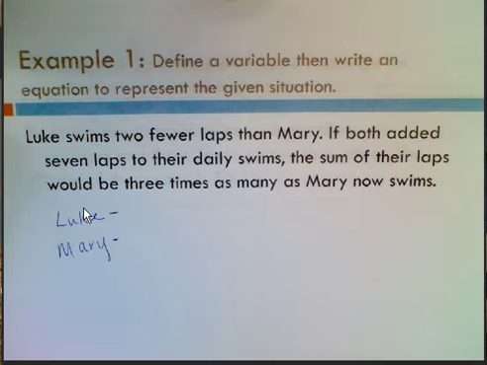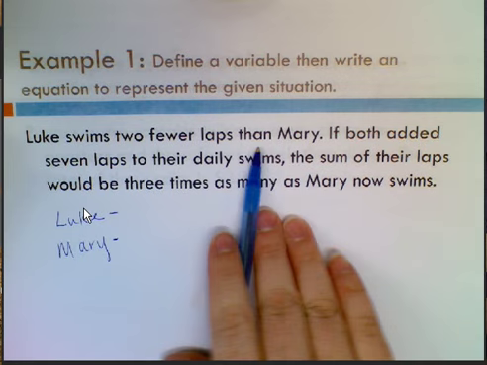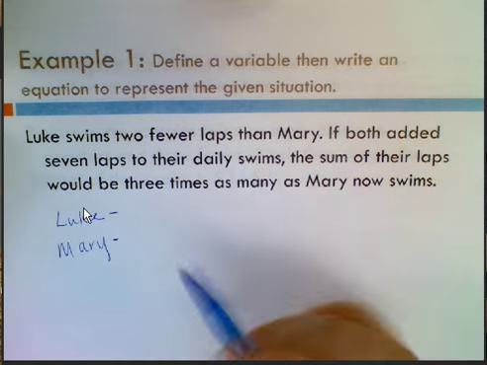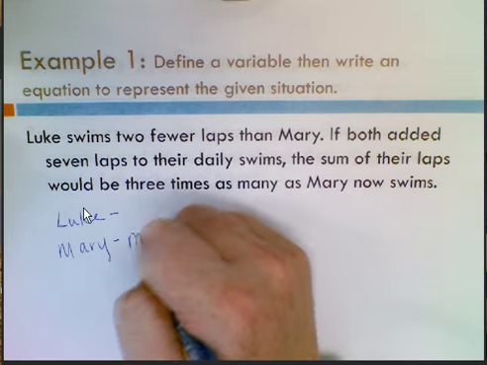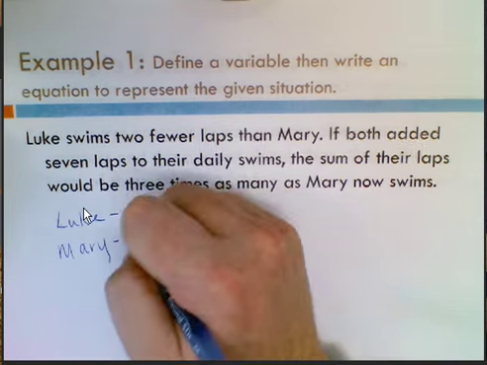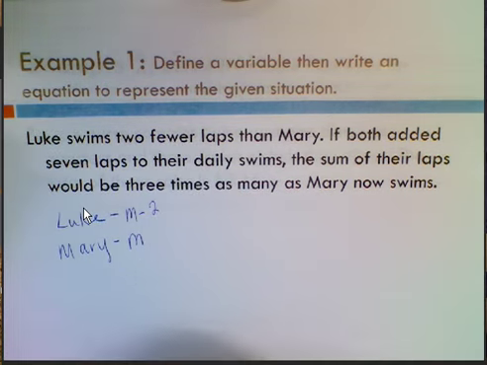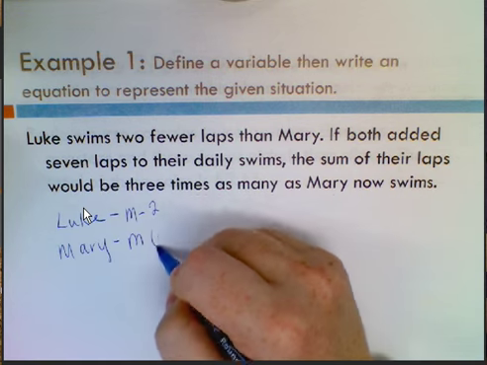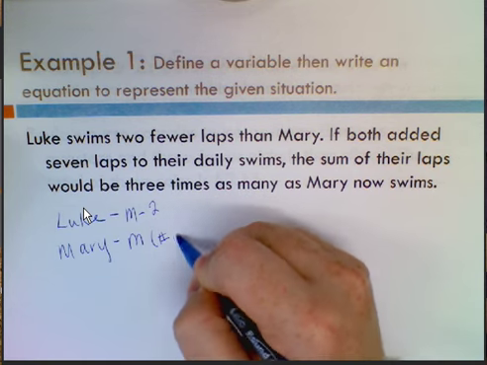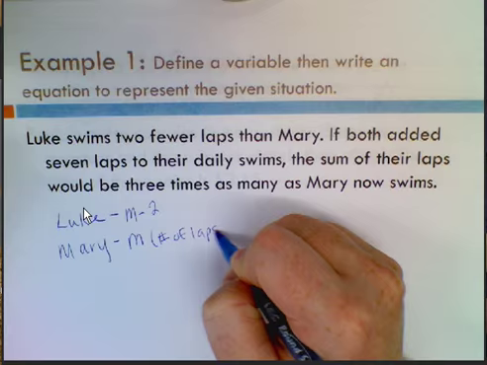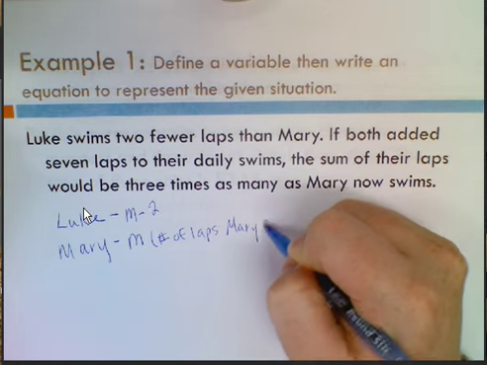And now let's start to label. It says Luke swims 2 fewer laps than Mary. So I would call Mary's laps M, and Luke would be M minus 2. So our variable would represent the number of laps Mary swims.